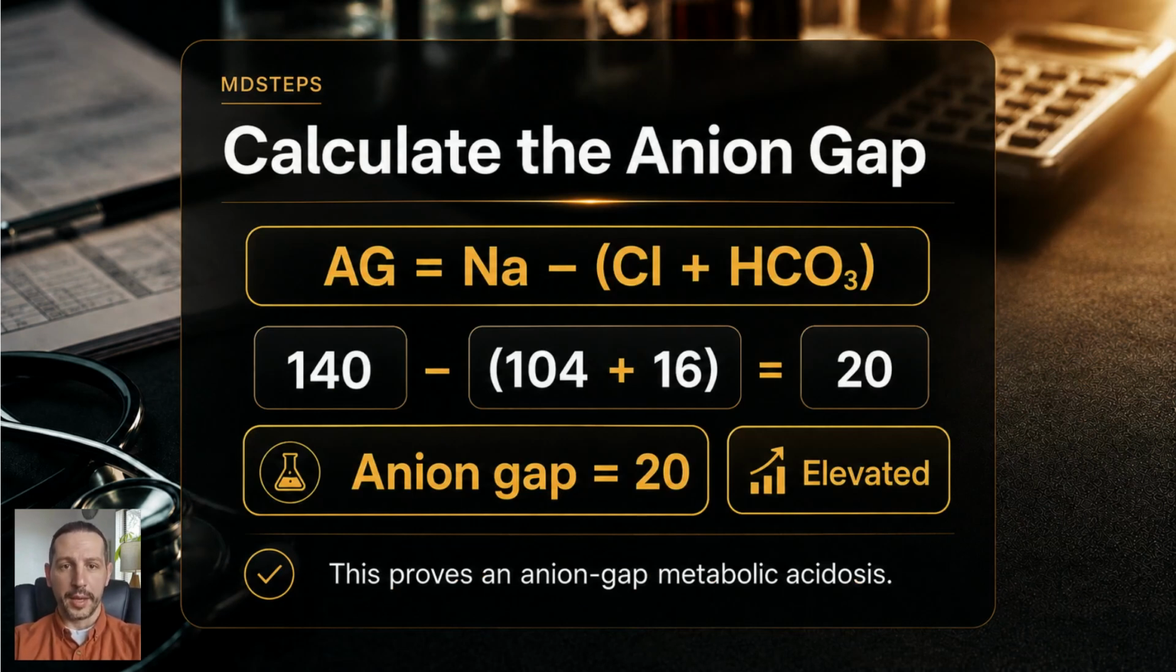The anion gap equals sodium minus the sum of chloride and bicarbonate. Her sodium is 140. Her chloride is 104. Her bicarbonate is 16. So the calculation is 140 minus the quantity of 104 plus 16. 104 plus 16 equals 120. 140 minus 120 equals 20. Her anion gap is 20. That is elevated. So this patient has an anion gap metabolic acidosis.